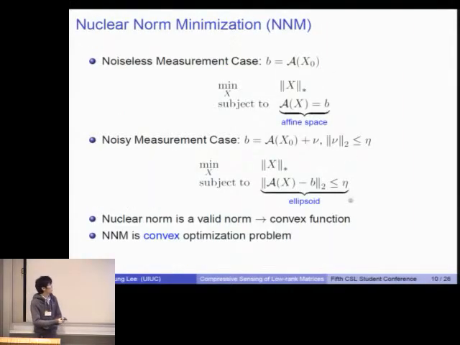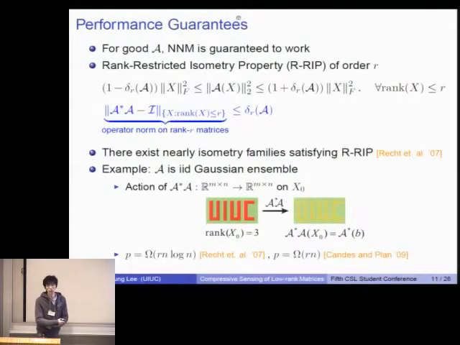Nuclear norm minimization is just minimizing the nuclear norm under the same constraint set given by the rank minimization. Actually, the nuclear norm is a valid norm that satisfies all axioms for the definition of a norm. Therefore, it is a convex function. So this problem is now a convex optimization problem. There is a beautiful theory to solve convex optimization. There is good news.